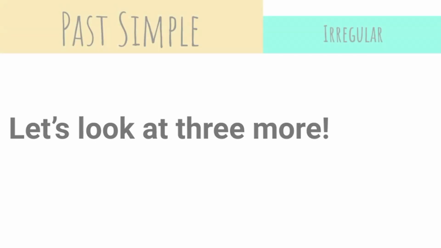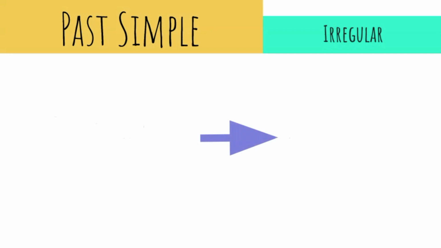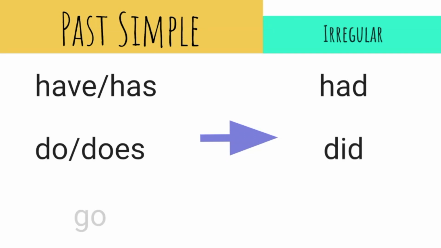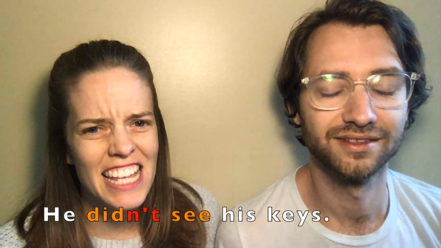Let's look at 3 more examples. These are some of the most common verbs in English. Have, has becomes had. Do, does, did. Go, went. He didn't see his keys anywhere. Last one. Let's look at our final irregular past simple example.